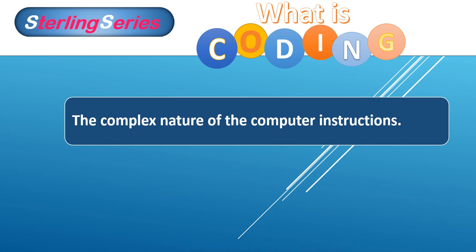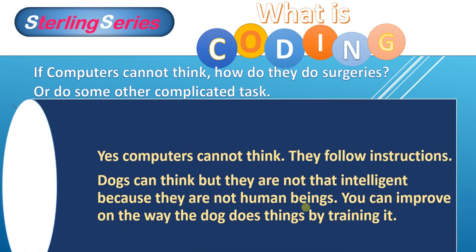We continue our discussion on the complex nature of the computer instructions. We already talked about coding and we also talked about how the computer executes instructions. So today we continue by discussing the complex nature of the computer instructions. See, we normally say that computers cannot think, but how do they do surgeries and also do some complicated tasks?